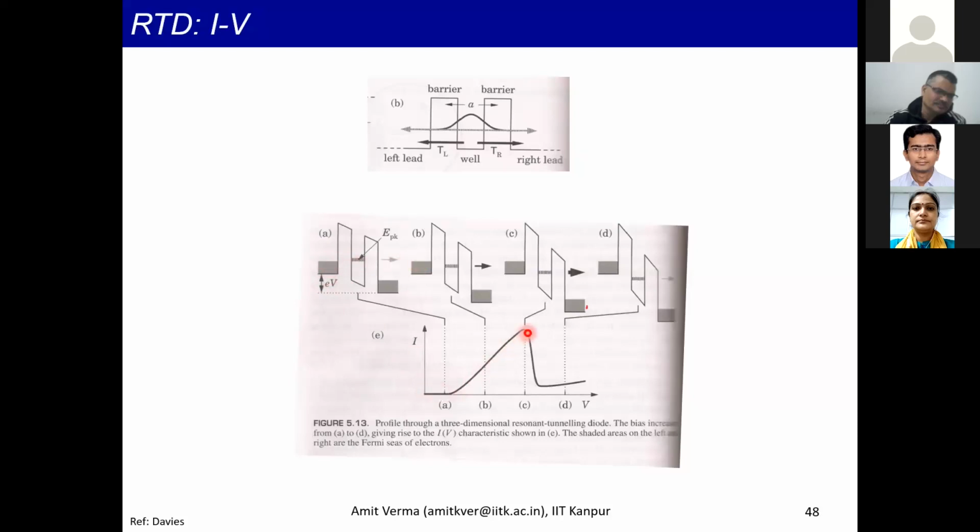So your current increases. But at some point, as you keep on applying bias, the conduction band minimum goes above this allowed energy level, so there are no electrons left to tunnel. The current decreases. So you get a negative differential resistance, which is used very heavily in high frequency devices like oscillators at very, very high frequencies, tens of gigahertz or so.